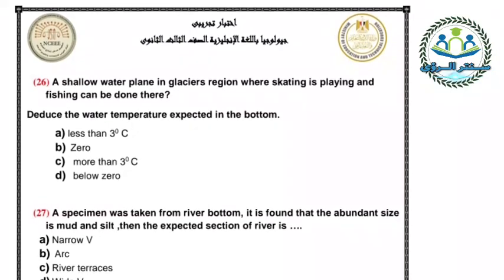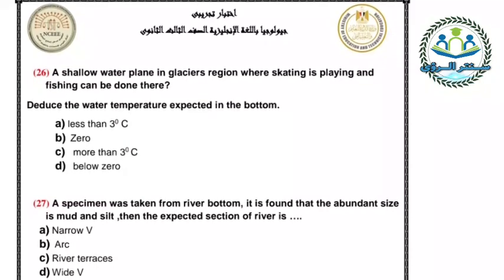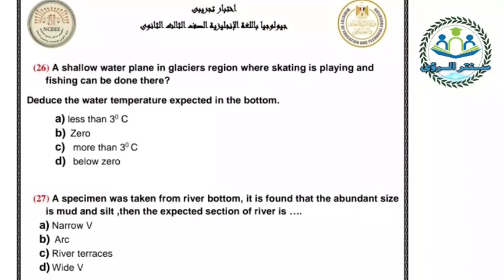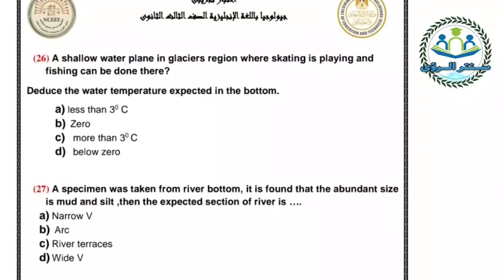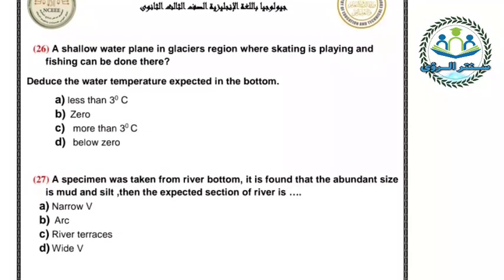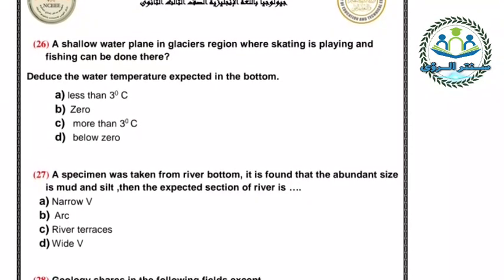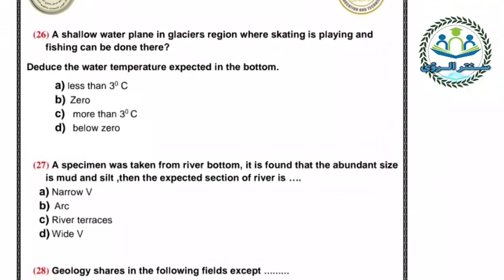26. The shallow water plain in a glaciers region where skating is played and fishing can be done there. Deduce the water temperature expected at the bottom. A. Less than 30 C, B. 0 C, C. More than 30 C, D. Below 0.